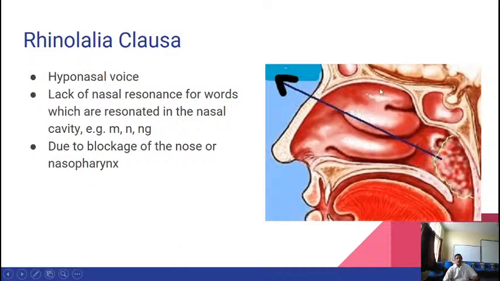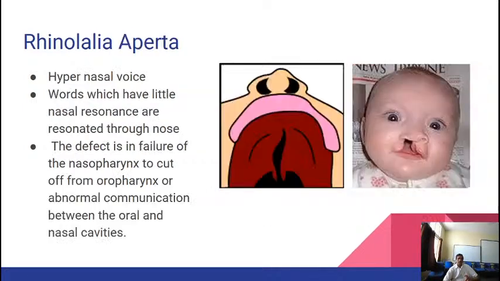Rhinolalia clausa is because of air not passing into the nasopharynx and the nasal cavity. So the nasal chambers are totally cut off, and it produces a kind of voice which is called rhinolalia clausa. Usually it is caused by any obstruction in the nasal cavity, polyps, tumors, or nasopharyngeal obstruction where the air doesn't go into the nasal cavity. That produces a peculiar voice which is called rhinolalia clausa.